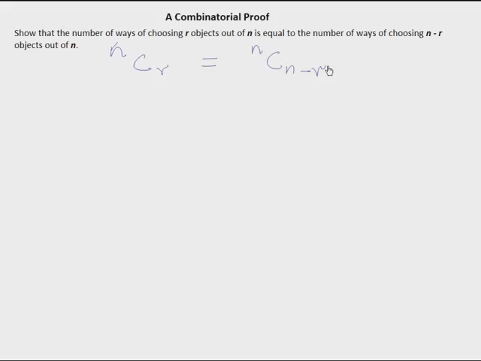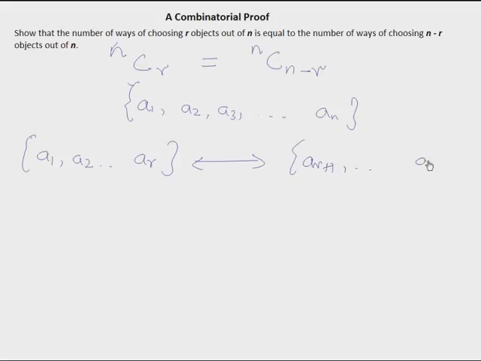The proof is simple. I list the n objects: A1, A2, A3, all the way to An. Here are my n distinct objects. n choose r wants me to pick all r subsets of these n objects. So I'll pick one such. Let's say I picked A1, A2 to Ar. What's left behind? The other n minus r: Ar plus 1 all the way to An.